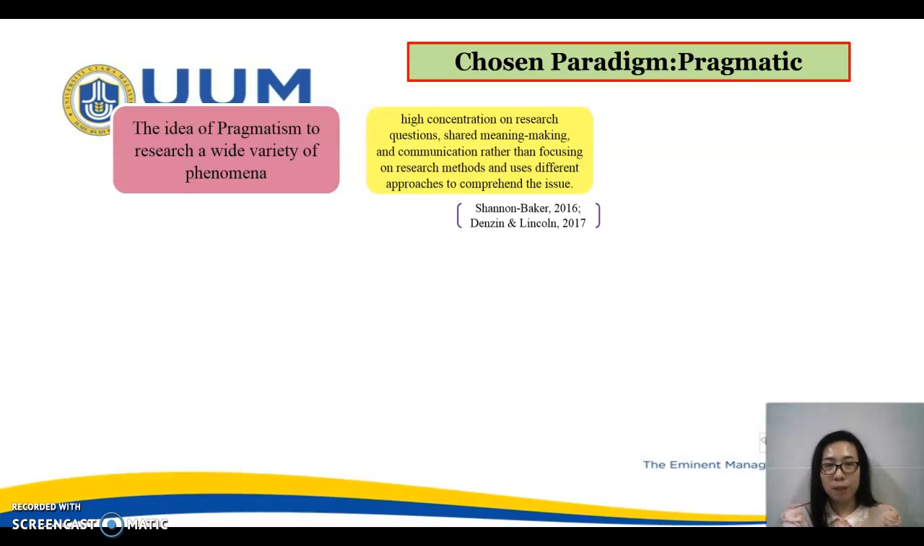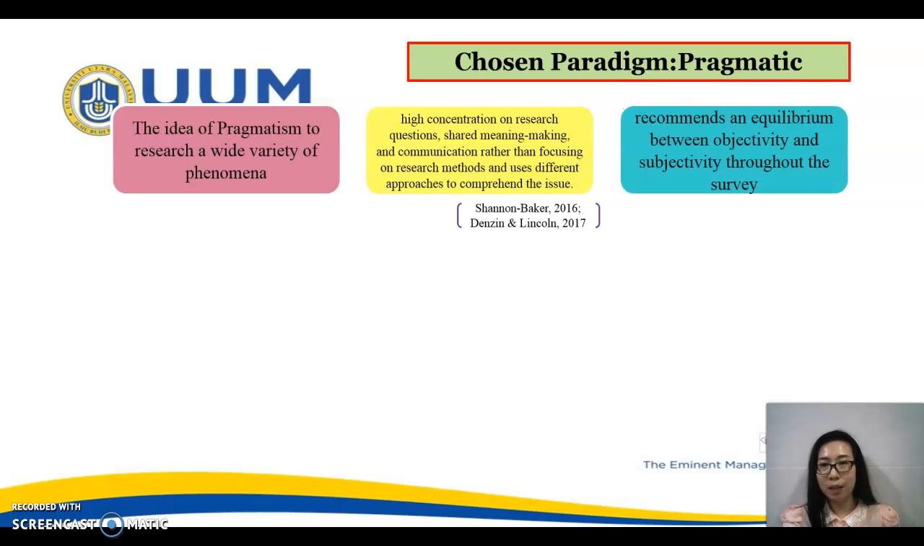The pragmatic paradigm has a high concentration on research questions, shared meaning making and communication rather than focusing on research methods, and uses different approaches to comprehend the issues. For example, there are 6 research questions stated in this study, and drafting procedures to conduct the study, as well as analyze the data collected to answer these research questions. And for the third one, it recommends an equilibrium between objectivity and subjectivity throughout the survey.